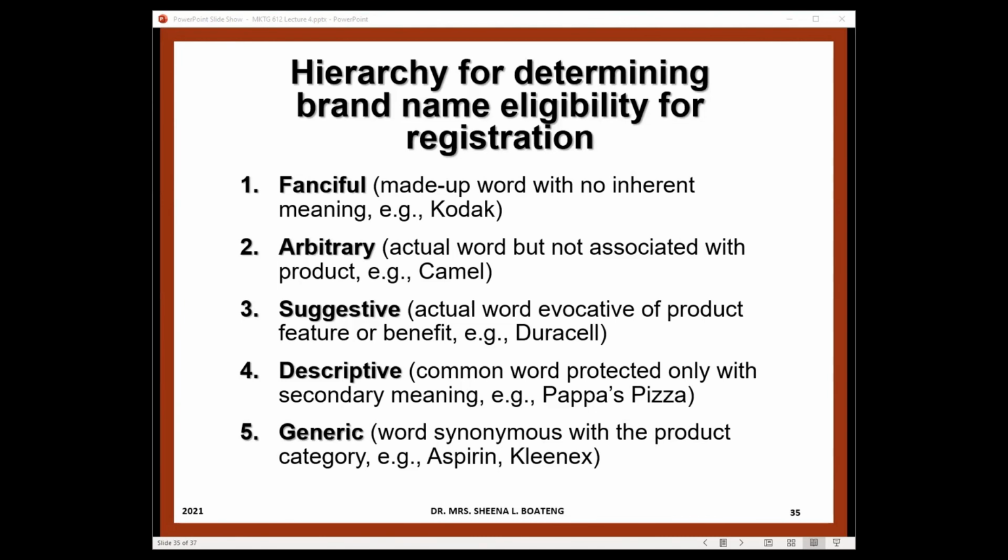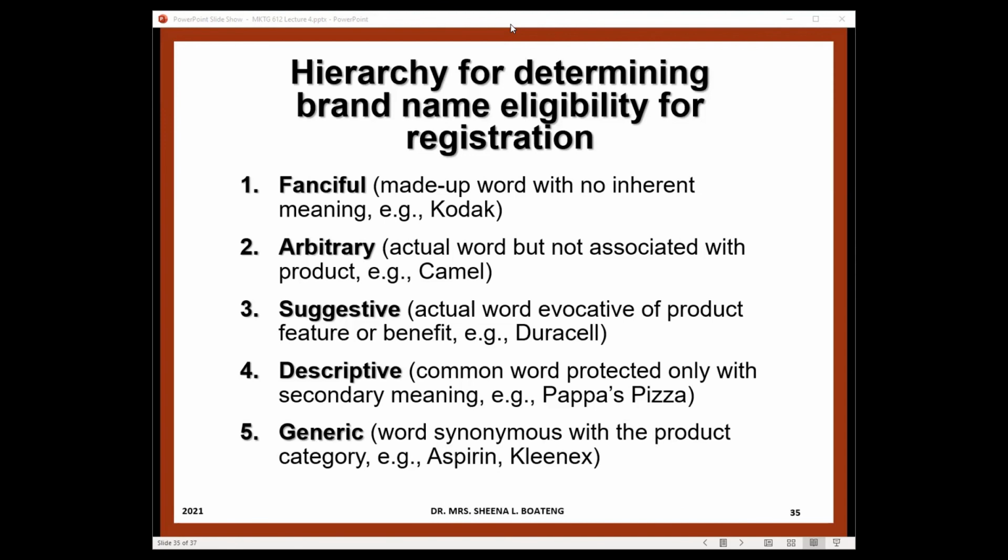Kleenex, again, is the generic name for paper tissues. Are you aware? Yes, Doc. Good. Because they were the first company to manufacture paper tissues. However, today there are so many different brands of paper tissue. But if someone says, get me a Kleenex, you automatically know that they are asking you to give them a paper tissue. True or false?